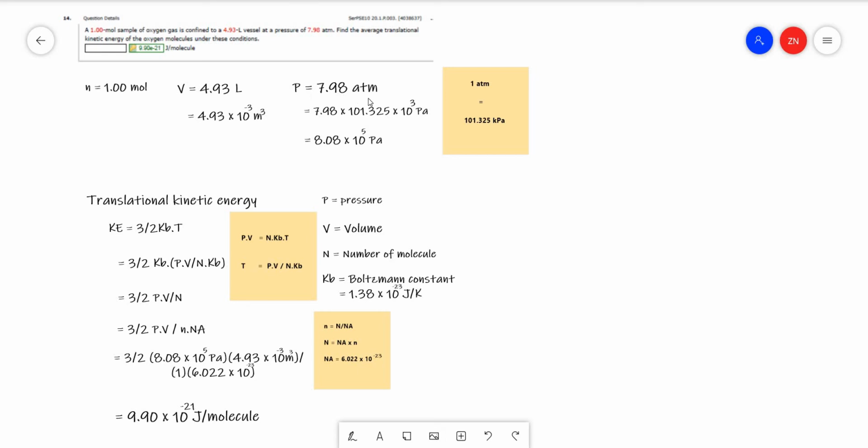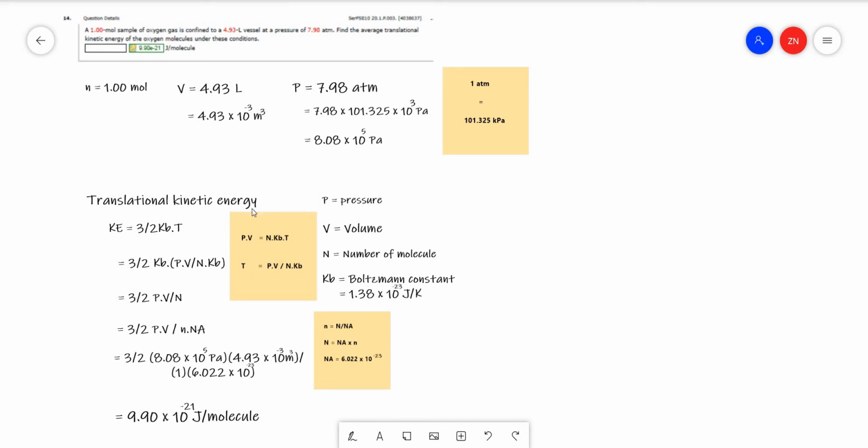The pressure is 7.98 atm, and the SI unit for pressure isn't atm, it is Pascal. 1 atm is equivalent to 101.325 kilopascal. So in order to convert atm to pascal, we must times 7.98 times 101.325 times 10 to the power of 3 pascal. This will in turn give us 8.08 times 10 to the power of 5 pascal.